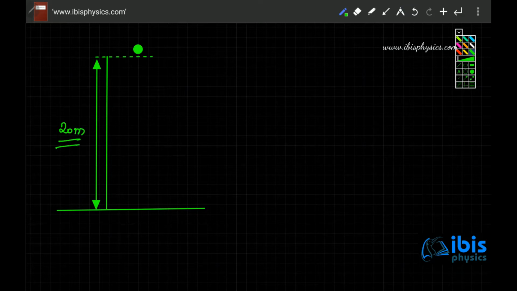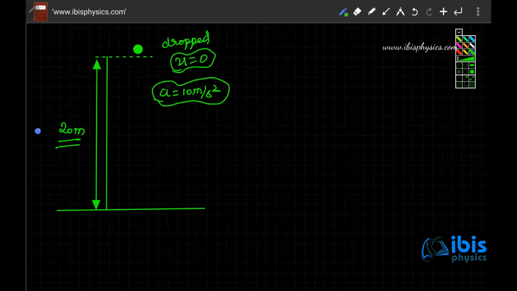Velocity increases at a constant rate of 10 meter per second square. That means acceleration is 10 meter per second square because it is simply dropped. Because it is simply dropped, its initial velocity is 0. So acceleration is known and displacement is known.